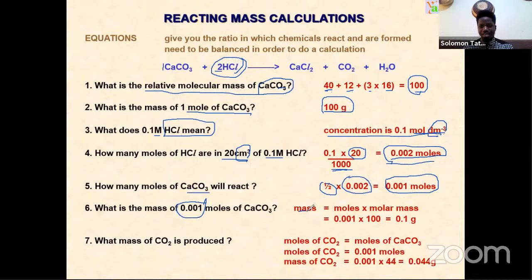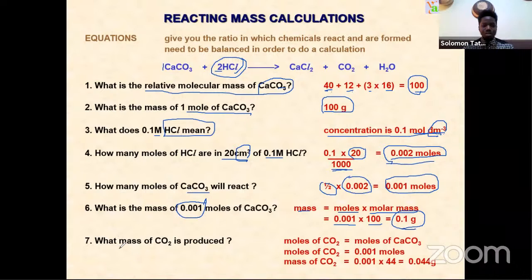Okay, remember mass will always equal moles multiplied by molar mass. We have seen this formula in one of our triangles previously. So that would mean 0.001 multiplied by 100, which is our molar mass here, to give us 0.1 grams. That would be the mass of the 0.001 moles of calcium carbonate.